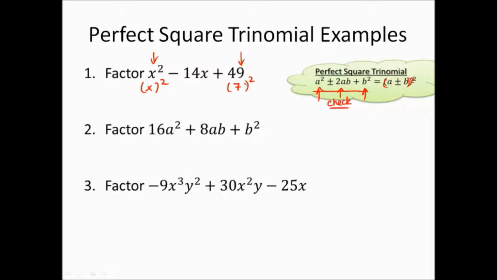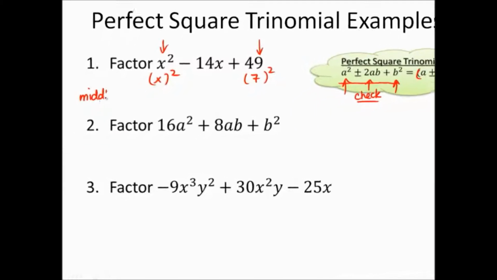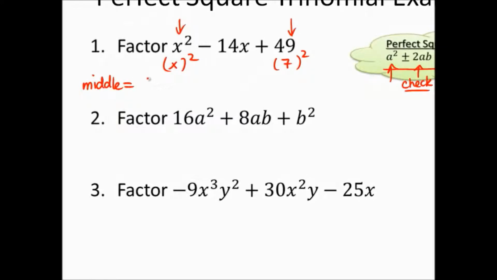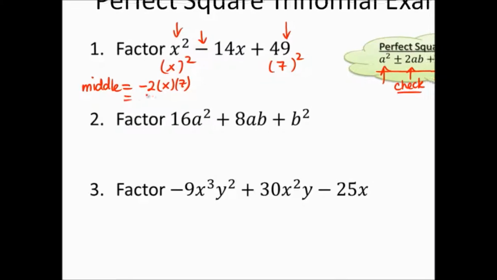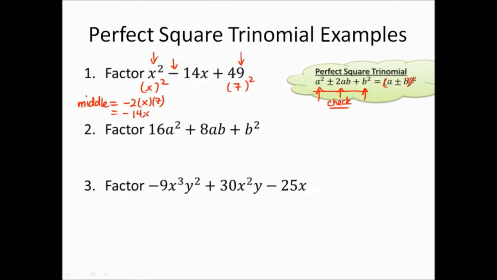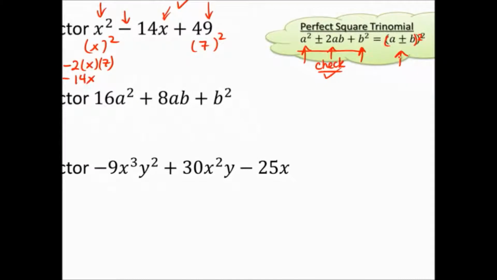So our middle term should be, in this case, negative twice the first times the last. Now, does that work? Is this equal to negative 14x? Yes, it is. So you've checked the middle term. Great. Therefore, you can just write it back into the perfect square. Since this is a minus, we're going to have a minus, and we basically take the first and the last terms that are squared and put them in.